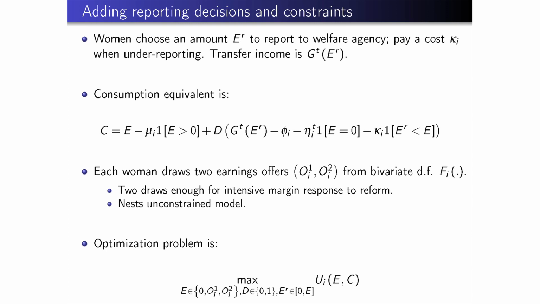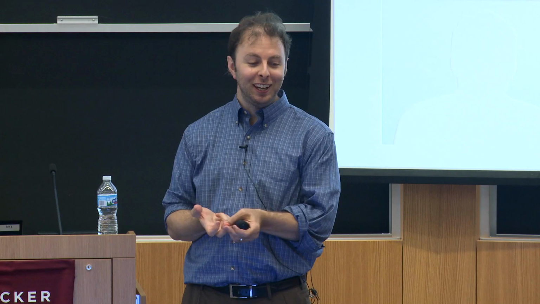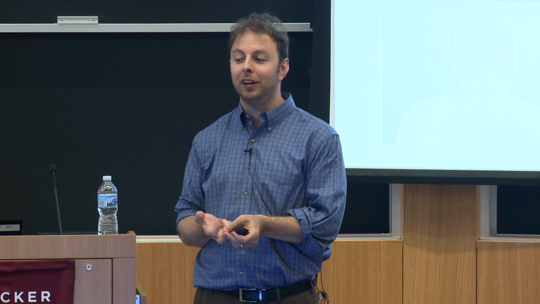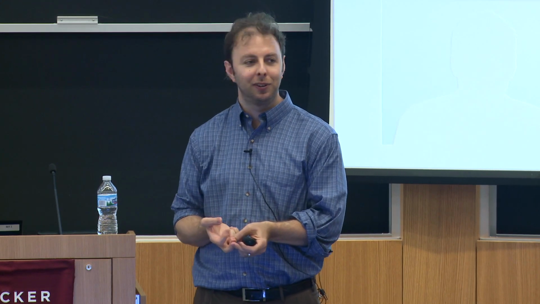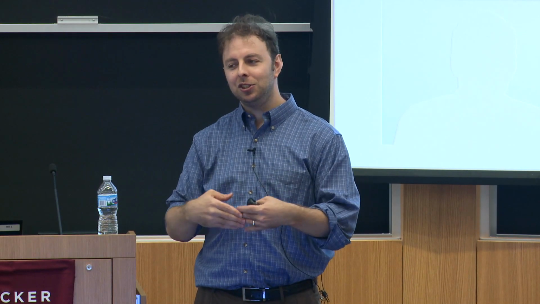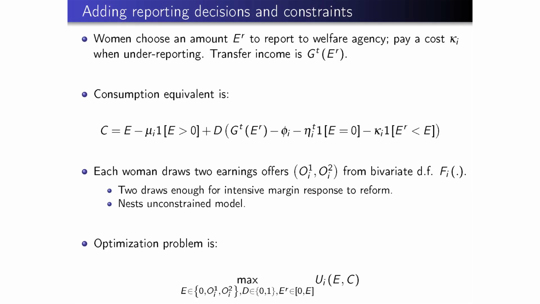So each woman draws 2 earnings offers, O1 and O2, from a bivariate unrestricted distribution function, f of I. 2 draws is enough for an intensive margin response to reform to be present. And indeed, it nests the unconstrained model, because O1 and O2 might, just by chance, happen to correspond to what you would have chosen if unconstrained under AFDC and Jobs First, respectively. Okay, so it nests it, but it's also possible that O1 and O2 are something totally different, which you would never want, and that they're the same thing. In particular, all this does is provide an explanation for why people are not bunching exactly at the federal poverty line. I'm just shutting that down.